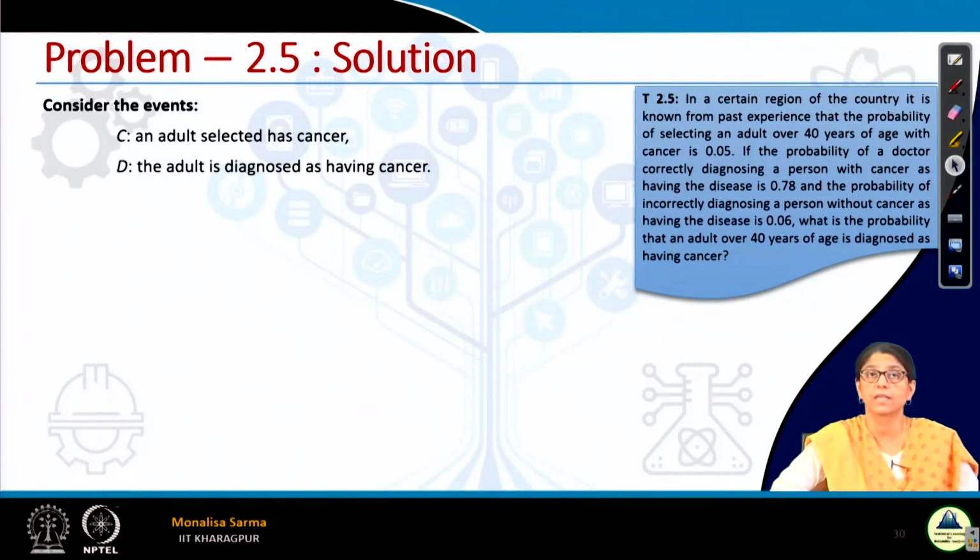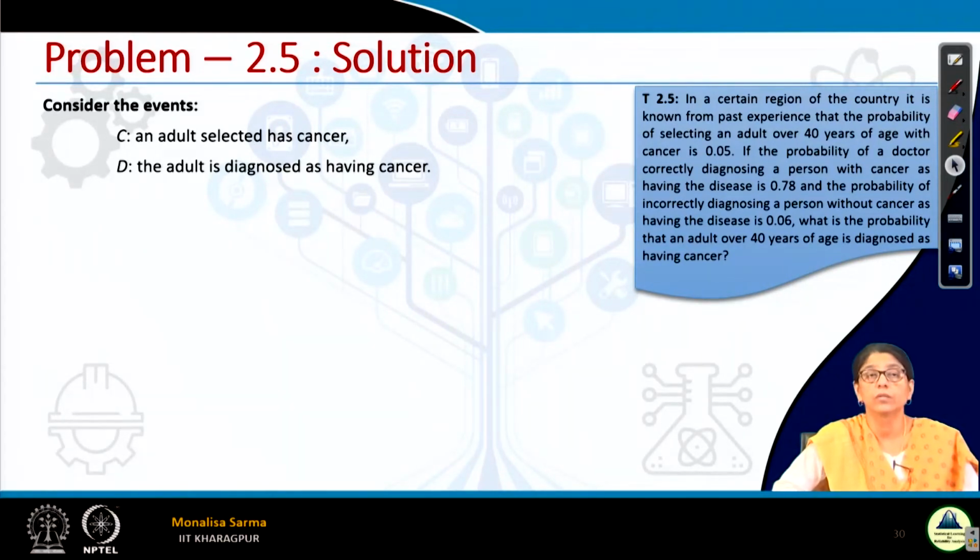First is an adult selected has cancer, that is an adult over 40 years of age. I have just removed the age because age is just redundant information here. This is not very important information here. Sometimes in some questions you will see some redundant information, which is not really required. So we do not need to drag those while writing down the events, or sometimes we totally need to ignore some information. Some information is just given to make the problems complicated. Like here, the adult's age is immaterial in the question basically.